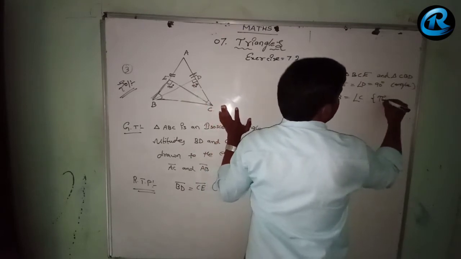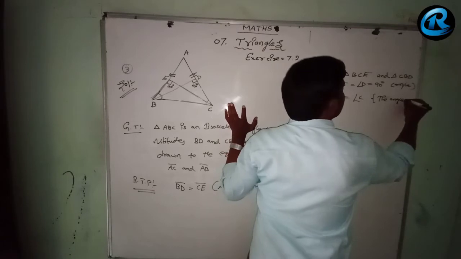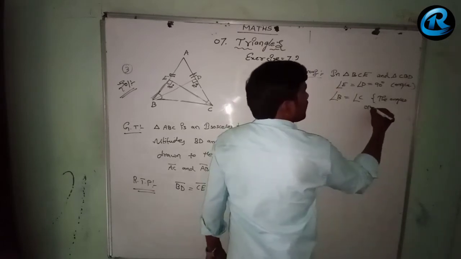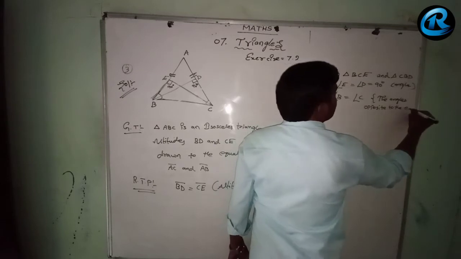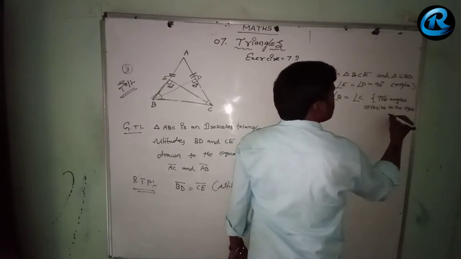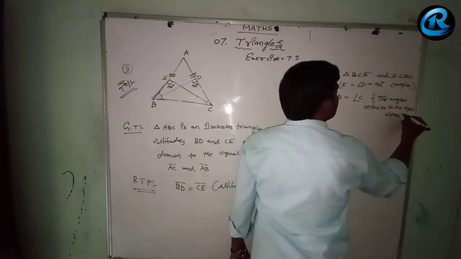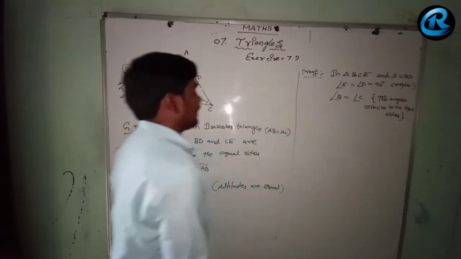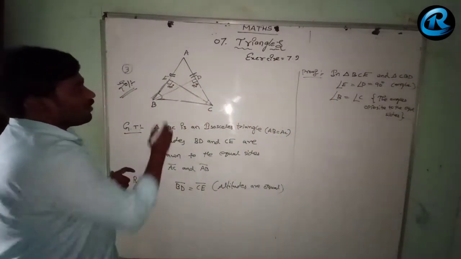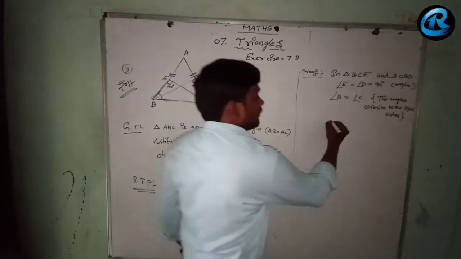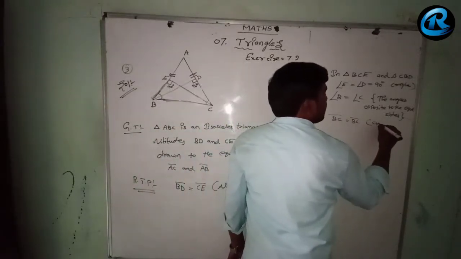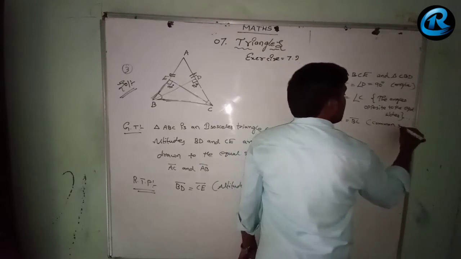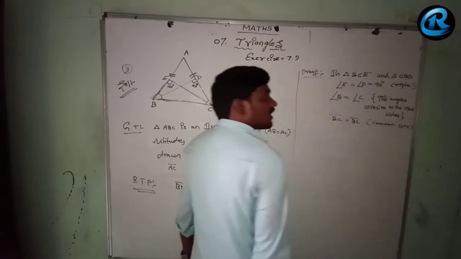The angles opposite to the equal sides. Equal sides opposite angles. So I will write it. Now BC is a common side. BC equals BC. It is a common side.